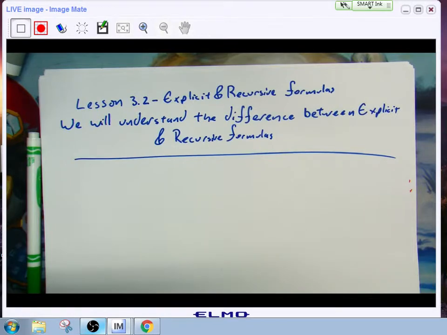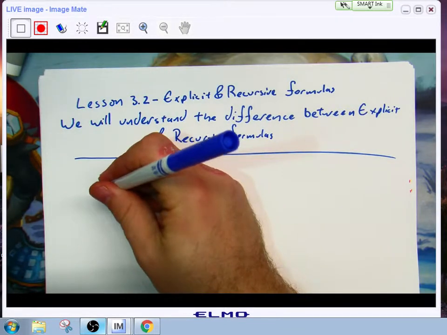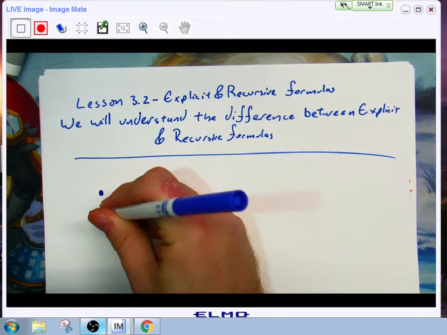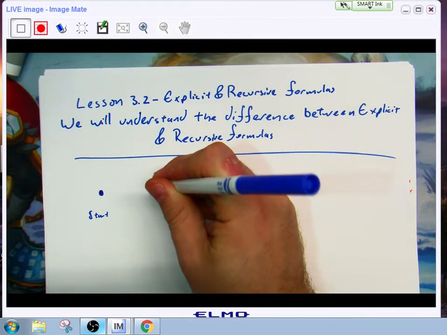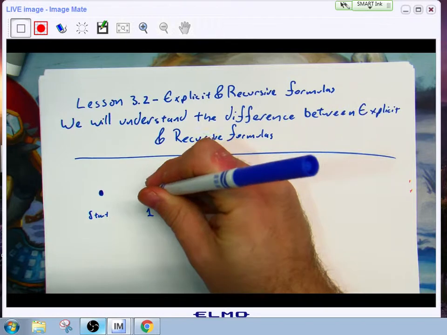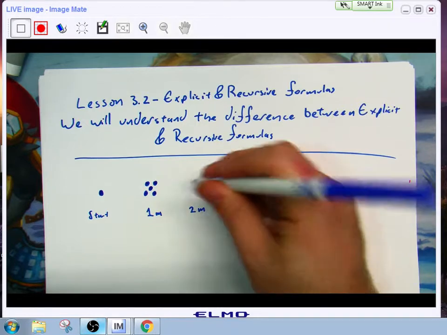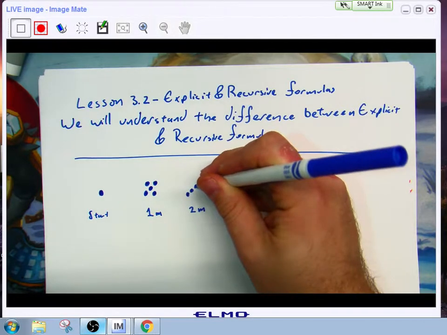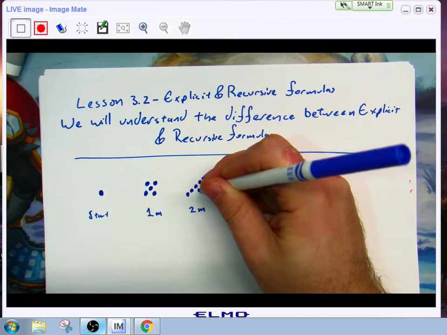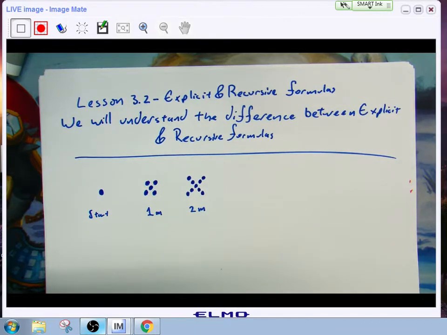Okay, so what I want us to do is look at the warm-up that we did yesterday. And you remember it looked something like this. This was our start. It had one dot. I forget if it was 1 minute or 1 hour. I think it was 1 minute. At 1 minute, it looked like this. At 2 minutes, it looked like this, etc., right? You guys remember this? Yesterday was a long time ago, but I think we remember this.